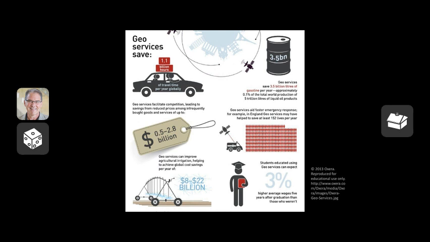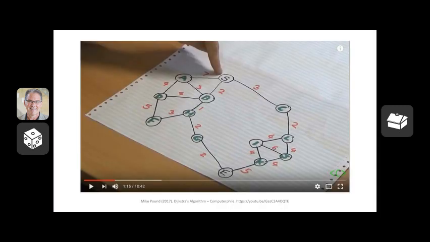Oxera estimated that geoservices save over 1 billion hours of travel time and 3.5 billion liters of gasoline per year. They even reckoned that faster emergency response saved over 150 lives per year in England alone. Route optimization is a topic of long-standing interest and study in the field of operations research.